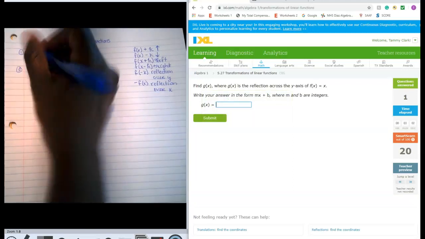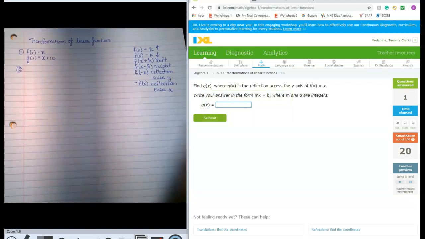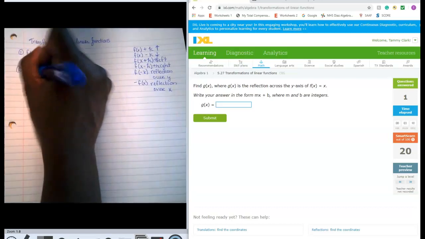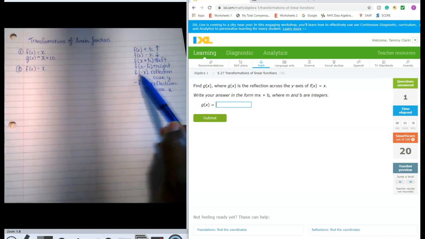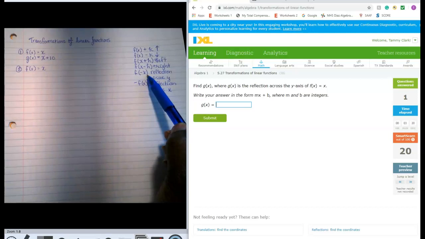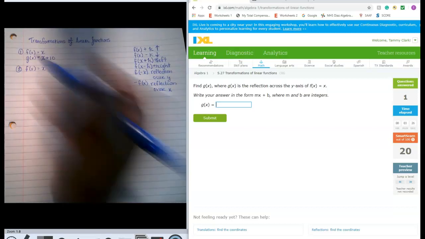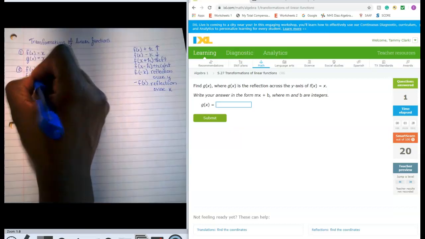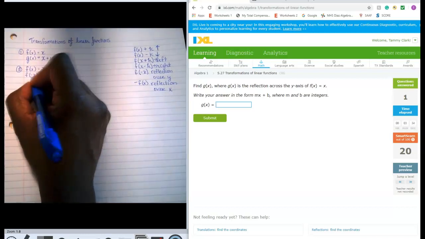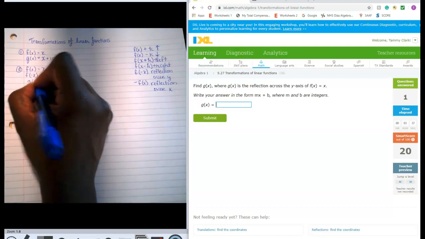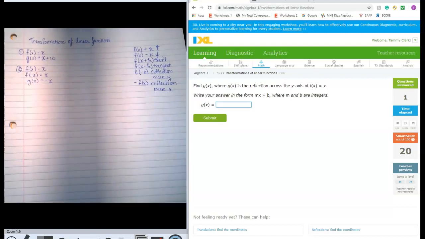Let's look at number 2. Find g of x where g of x is a reflection across the y-axis of f of x equals x. So I've got f of x equals x, and this time we're told it's a reflection across the y-axis. So what we're going to do is use this as a guide as to what we do. We're going to make x its opposite. So where I see x, instead I'm going to write g of x is now equal to the opposite of x, or negative x.